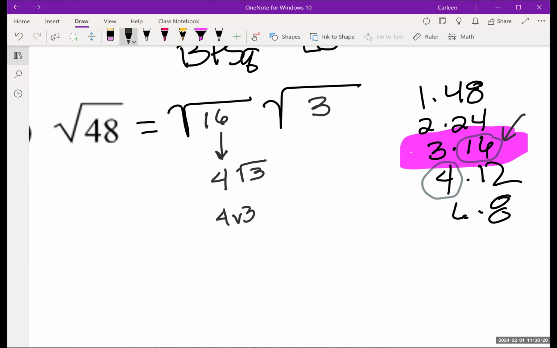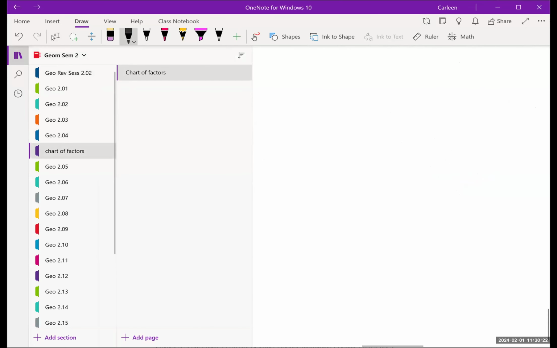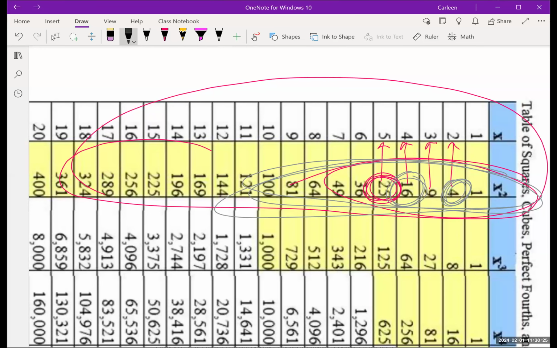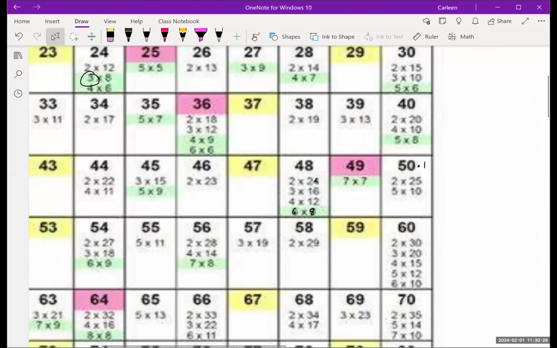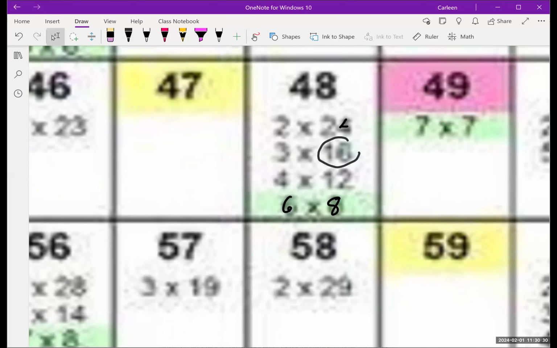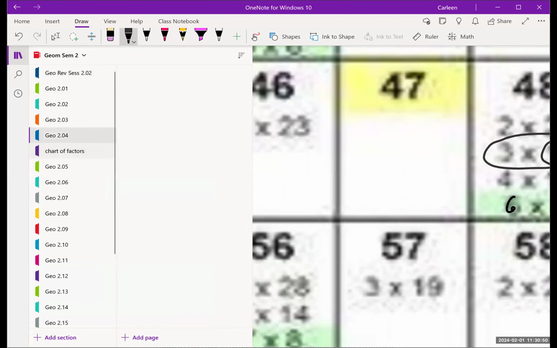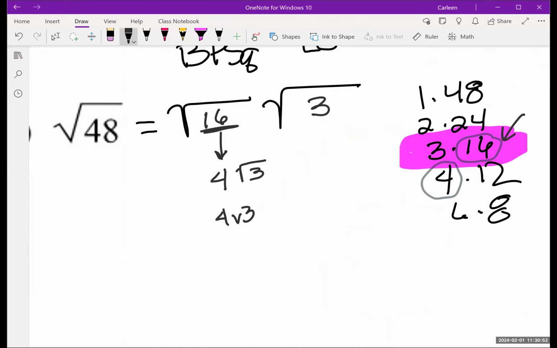So we know where the 16 came from. According to the chart of factors, once I choose the 16, the 3 goes with it because 48 is 3 times 16. So you choose the 16 and the 3 has to come along. Okay, 16 times 3 equals 48. Done.